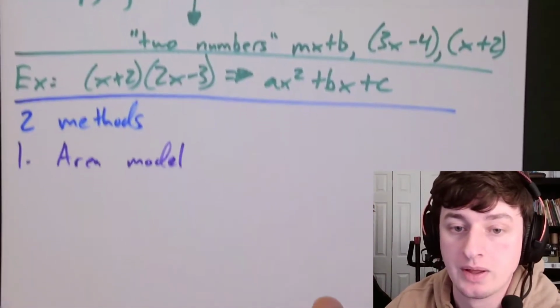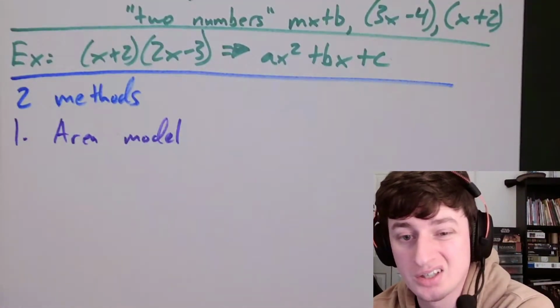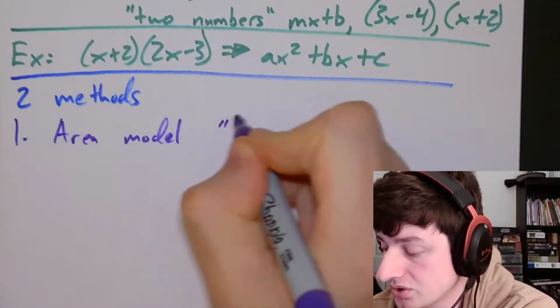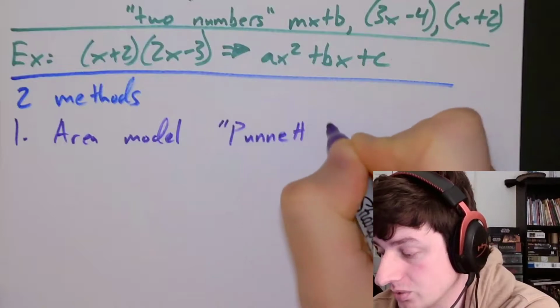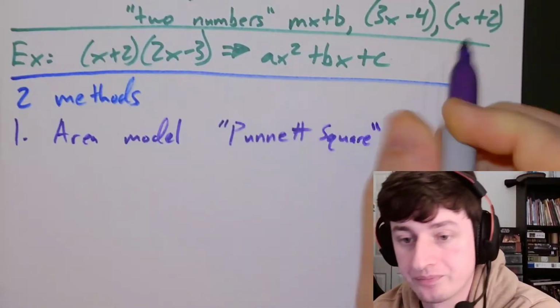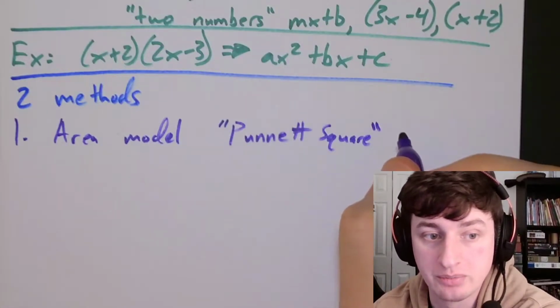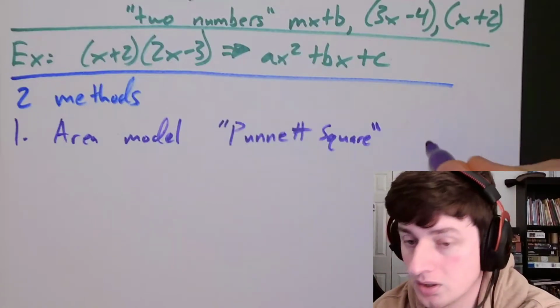The area model. And the area model uses the area of a square, and it looks a lot like, because it basically is, a Punnett square. And so if you remember back to biology, if you're in bio, I don't remember which years those things are taught.